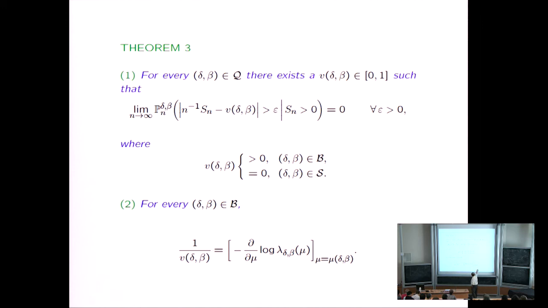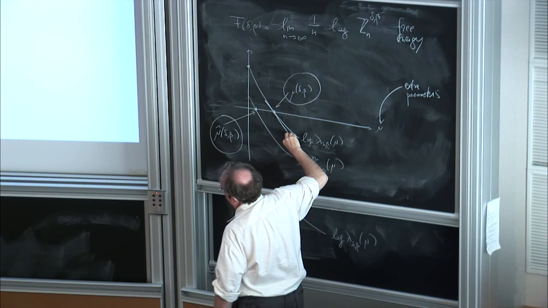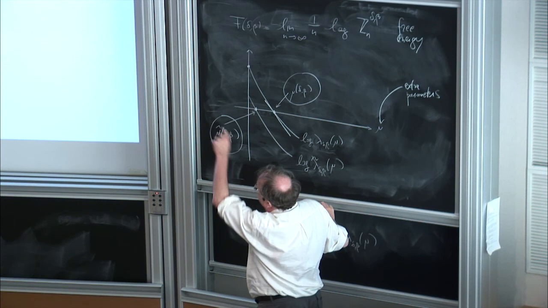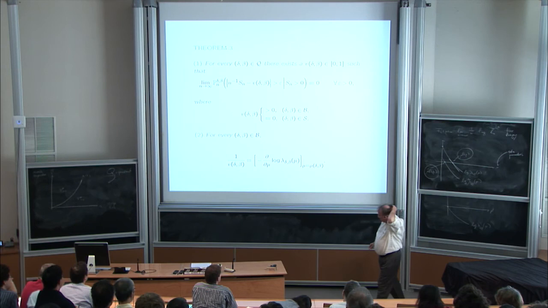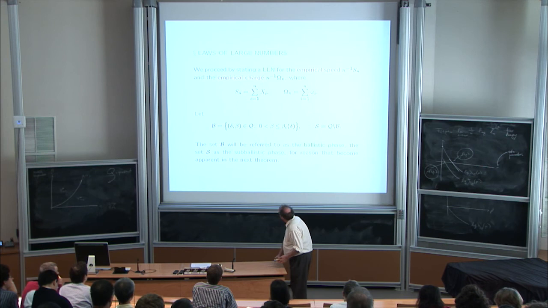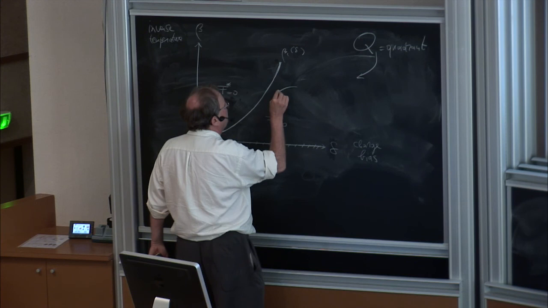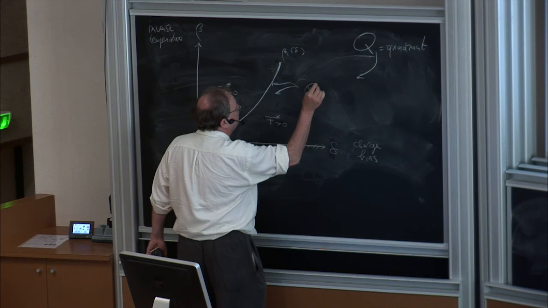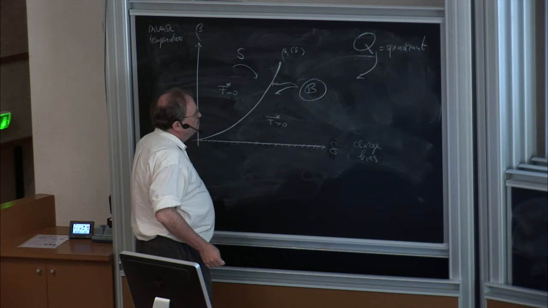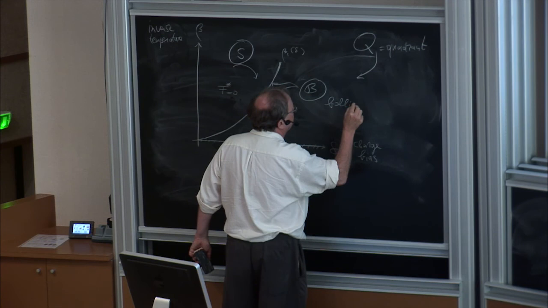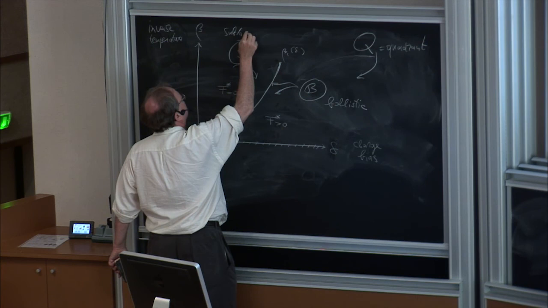In fact, what you should do is to go to this point, draw the tangent, and then minus 1 over this tangent is this number v delta beta. And this v delta beta plays the role of a speed. And let me go back to say what this B and this S are. The B region is everything that is below and on the curve. So that would be the B region. And everything that is strictly above the curve is the S region. And B stands for ballistic, and S stands for subballistic.